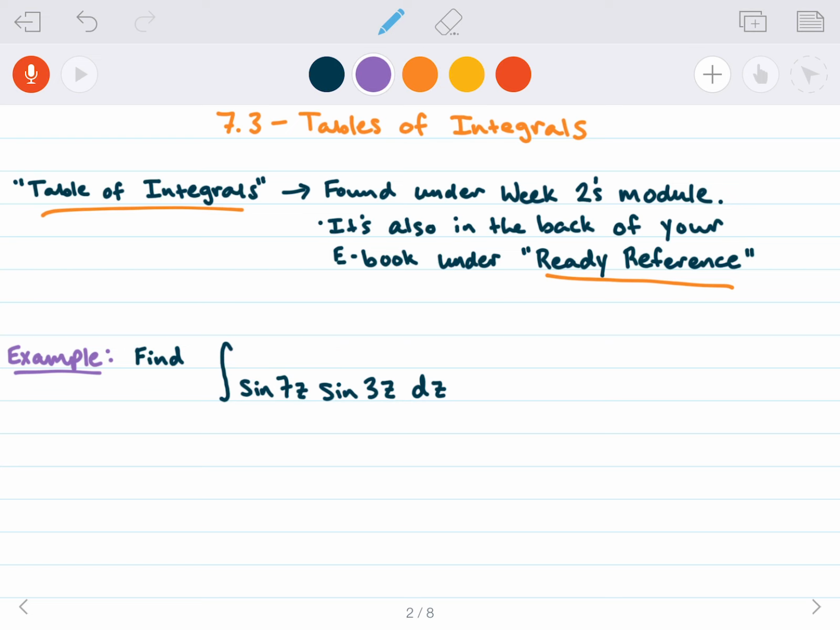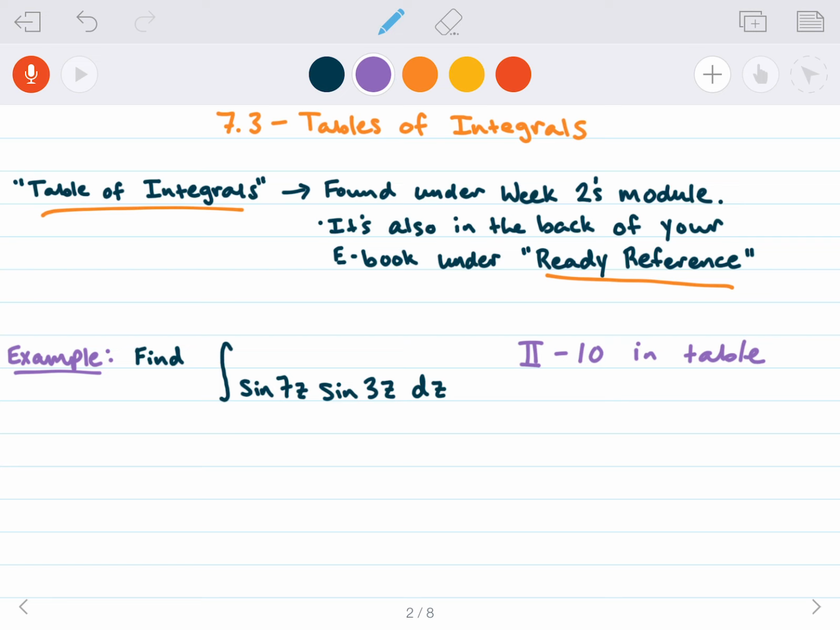Okay, so the first example, we want to find the integral of sine 7z times sine 3z dz. If you look at your table, you want to see which one of these matches the closest to what we have. It turns out that numeral 2, number 10 in the table matches this perfectly. And this is what it says.